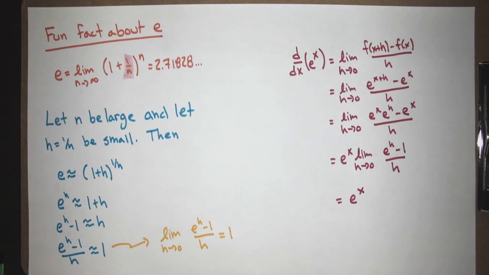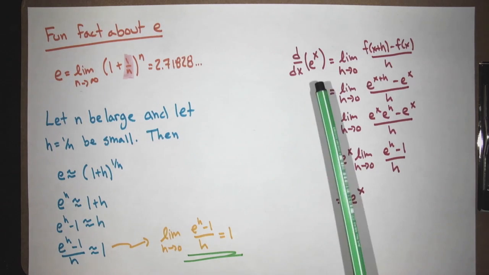Which is just a very long-winded way to come to the conclusion that e has this really cool fact. If you take e to the power h, subtract 1, divide by h, and take the limit as h goes to 0, you get 1. Now, how does that help us?